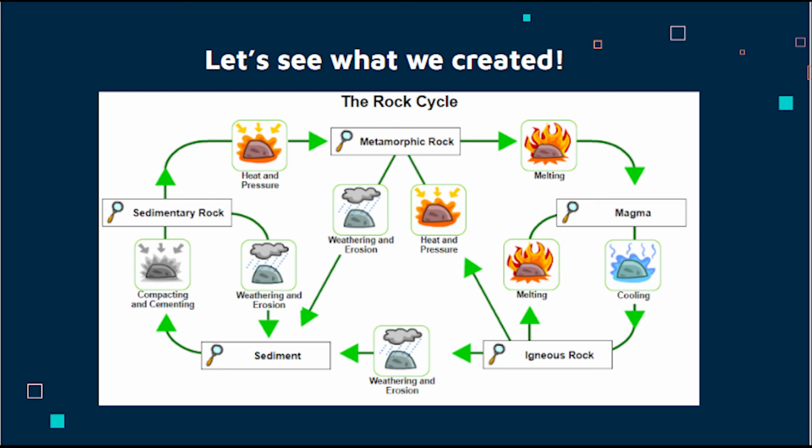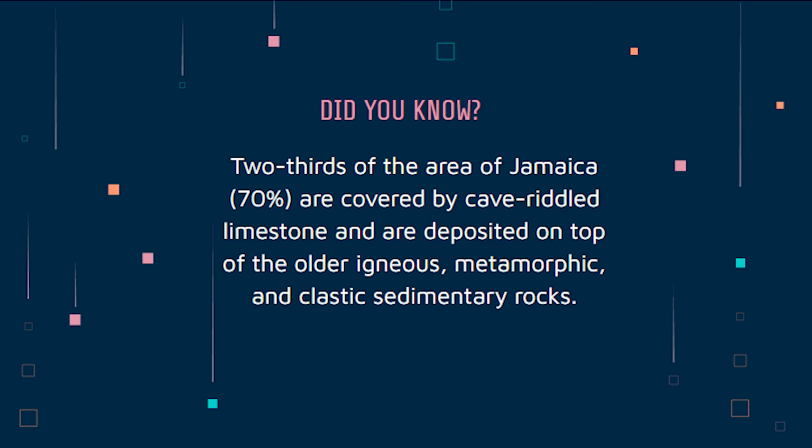on paper. I also have a did you know here. It says, did you know 2/3 of the area of Jamaica, which is 70%, are covered by cave-riddled limestone and are deposited on top of older igneous, metamorphic, and clastic sedimentary rocks. Did you know that? Basically, it's saying 70% of Jamaica is covered in limestone. And that is 2/3 of the area of Jamaica. That's a fascinating fact. I'm pretty sure a lot of us did not know that. Now you know because you watched this video.